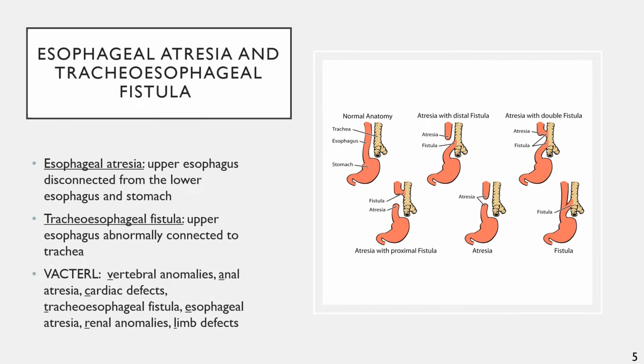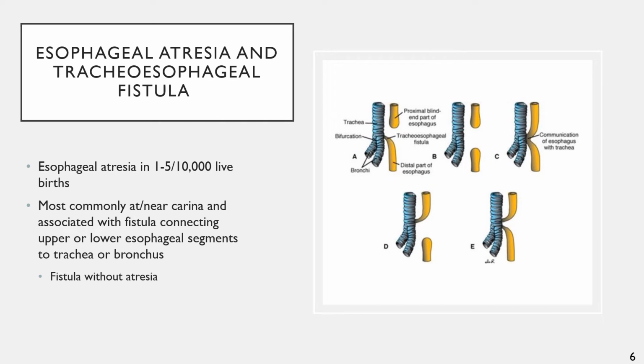Interestingly enough, any developmental issue with the esophagus can be associated with a range of other congenital anomalies, which is known collectively as VACTERL, which represents malformations of the vertebrae, anus, cardiac, tracheoesophageal fistulas, esophageal atresias, renal system, and limbs. Esophageal atresia occurs in approximately 1 to 5 infants per 10,000 live births and is most commonly seen at or near the carina, the branching point of the primary bronchi. And as I previously mentioned, the most common form is going to result in the form that is depicted here as image A.